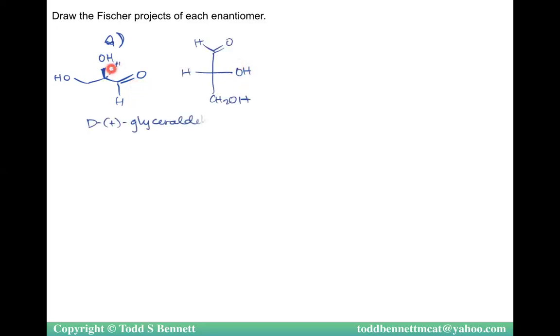Okay. So draw the Fischer projection of the enantiomers. So here is this one. And so keep in mind your eyebrows up here. So the aldehyde's going to be on top. This be on the right, this be on the left. So OH on the right, check. OH on the left. Aldehyde up top. CH2OH on bottom. Works out well. And then it is D. And it is plus.